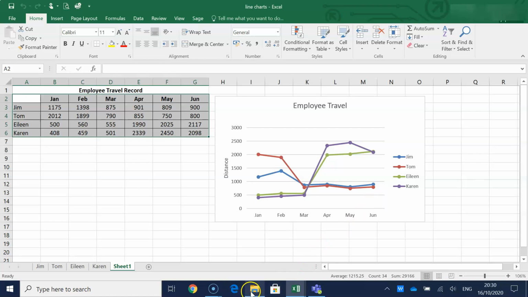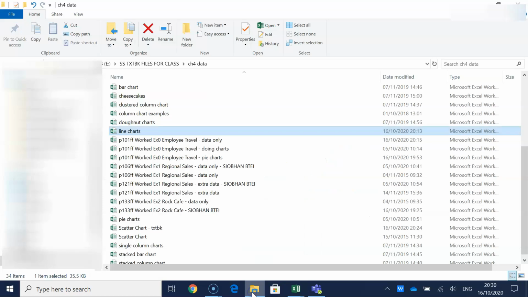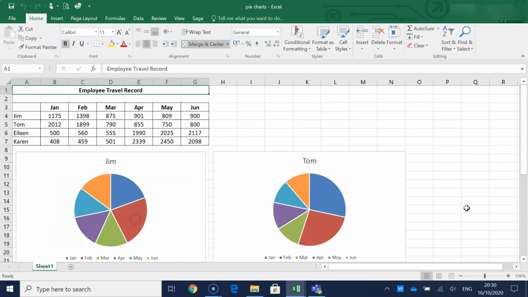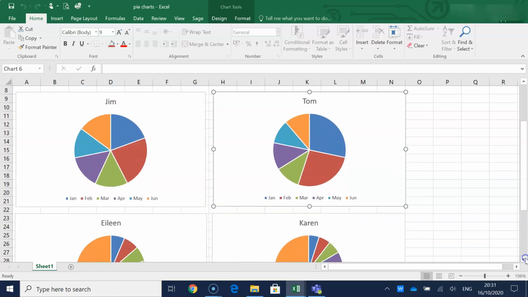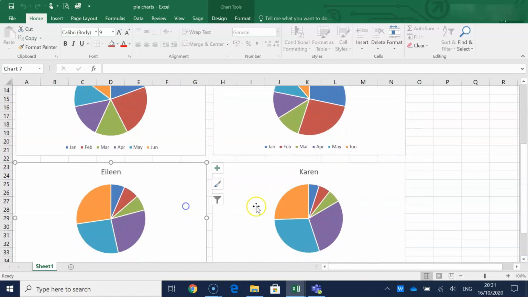Pie chart. A pie chart shows only one data series of set of numbers. So I've had to do a separate pie chart for each employee. Pie charts are useful when we want to see how a specific item, e.g. Karen's travel, consists of different categories.